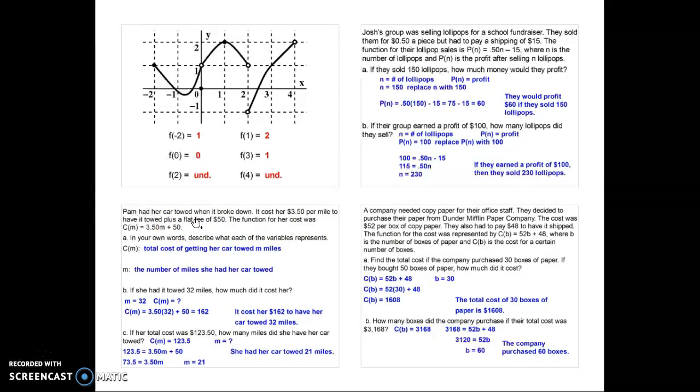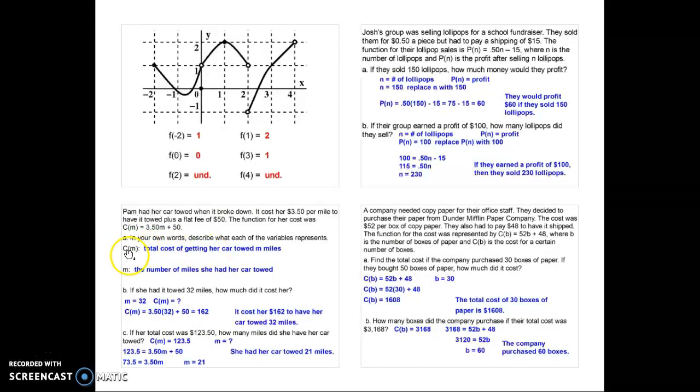Okay, so it didn't matter how many miles she drove, they were automatically charging her at least $50. The function for her cost, we give you the function, C of M equals 3.50M plus 50. Now this first part just wants you, in your own words, to describe what each of the variables represent.